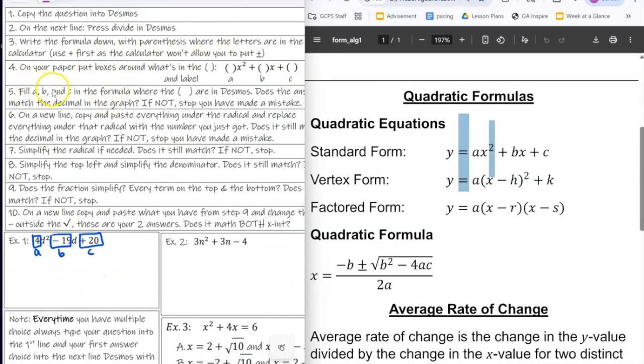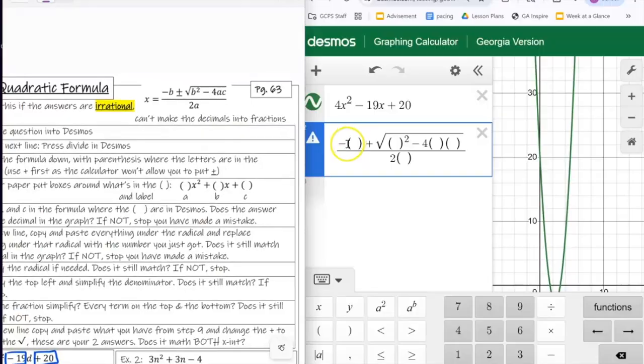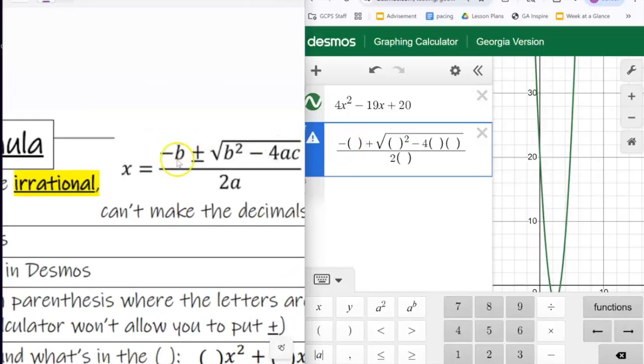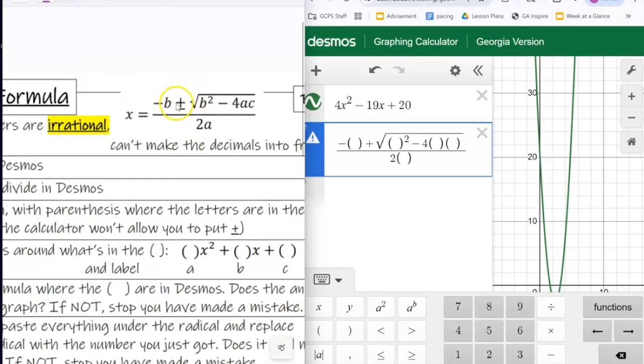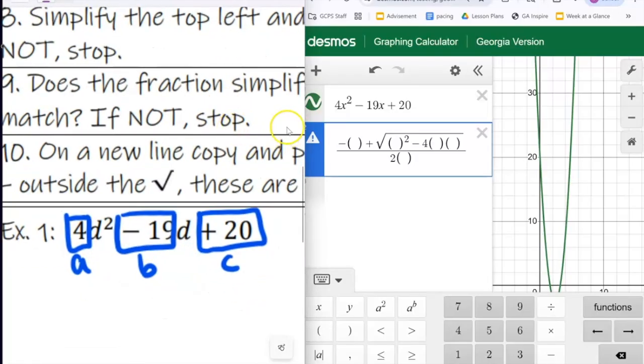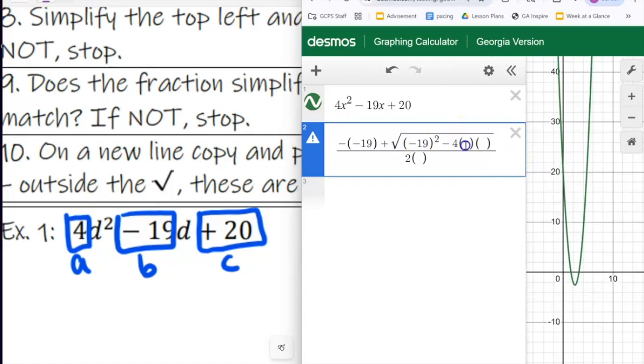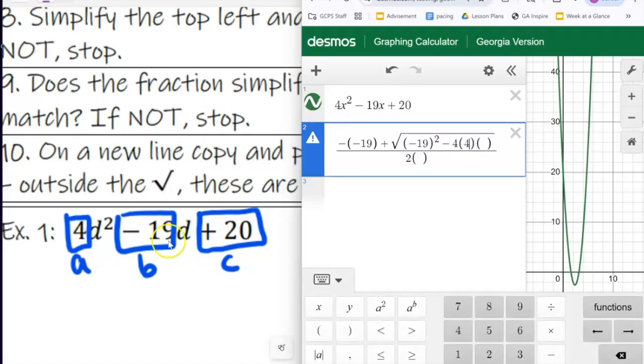It then says fill in A, B, and C in the formula where parentheses are, in decimals. All right, so let's go ahead and fill that out. What do I put here? I don't know. Let's go look at what the formula says. What should I put there? B, the letter B. So it should go B, B, A, C. So let's do that. All right, so B, which is negative 19. So I'm just typing it in just like I see. B again, negative 19. And then it said A and then C. A, which is 4, and then C, which is 20.